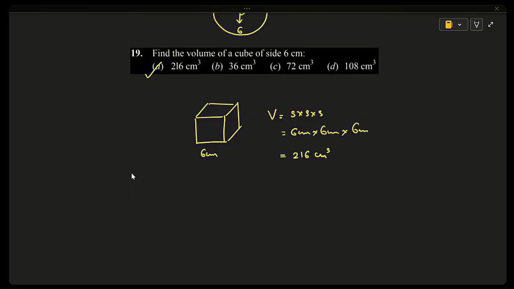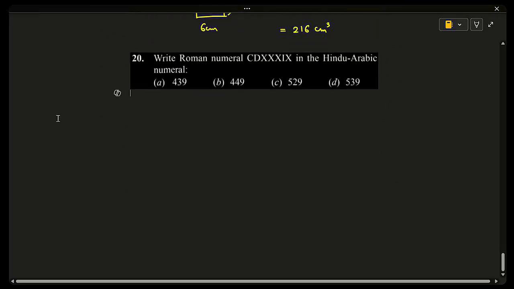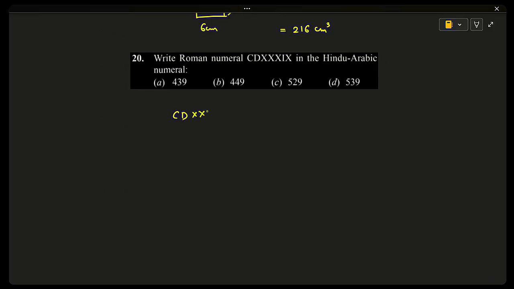And 20th question. Write the Roman numeral CDXXXIX in Hindu Arabic numeral. So you can separate them into groups and find CD. We know a smaller number is written to the left of a greater number. So 500 minus 100 is going to be 400. XXX is 30. IX is 9. If you add them, you will get 439. That is option A.